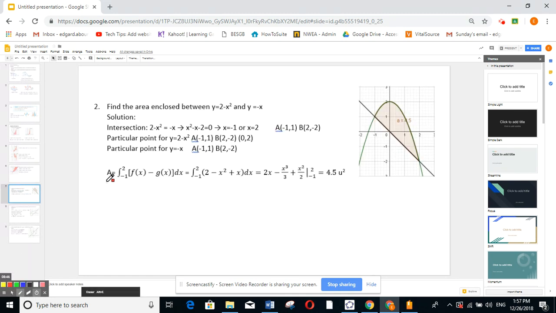In this problem here, now the picture is not given, we need to draw. Find the area enclosed between these two. We don't have that picture yet, so we're going to graph it by ourselves.